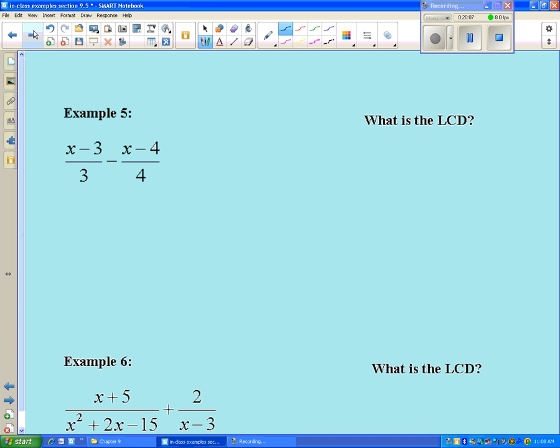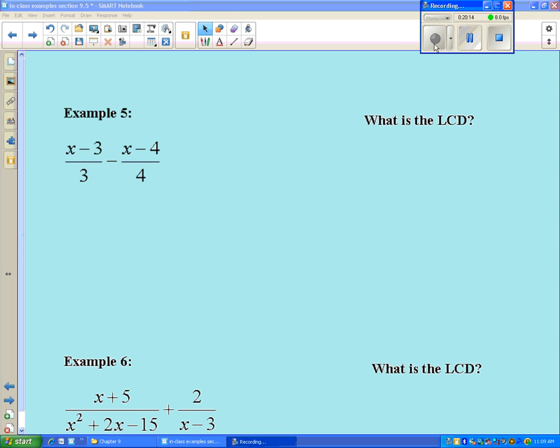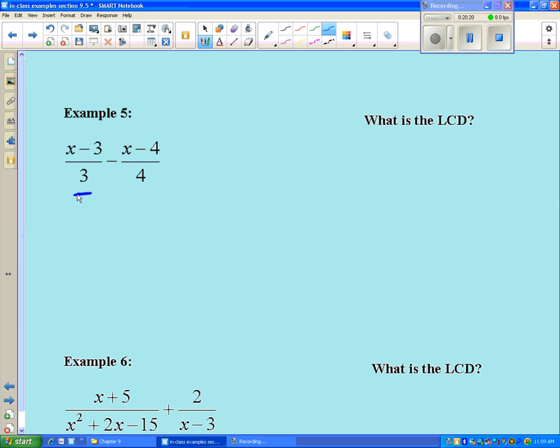Here we go. Example 5 and example 6. Example 5. Again, here I have a denominator of 3. Here I have a denominator of 4. So my least common denominator is going to be their product, 12. So I want a least common denominator of 12.